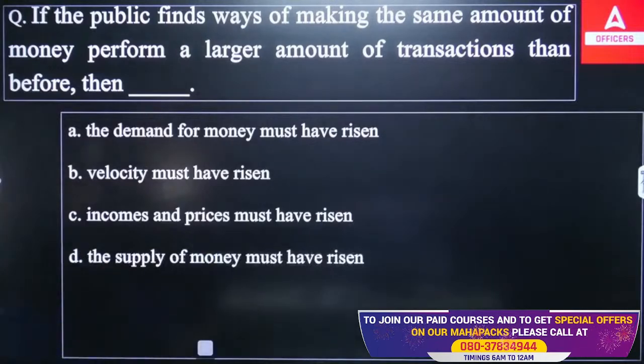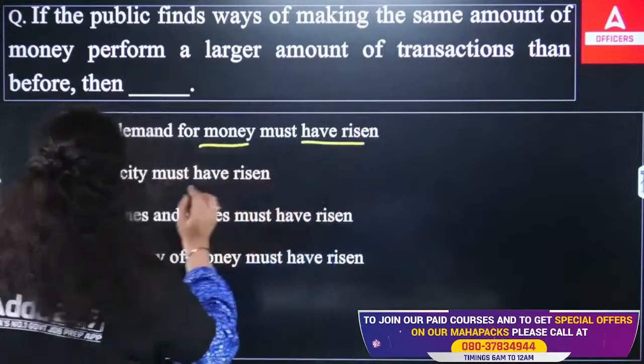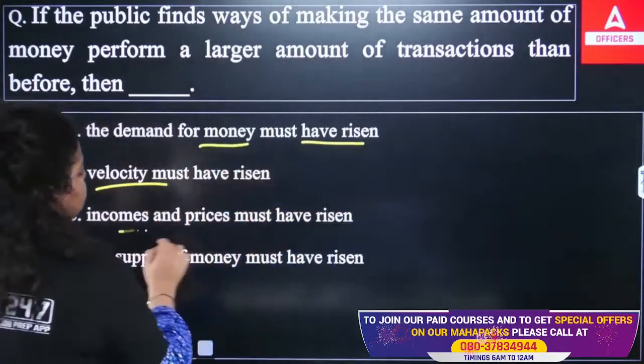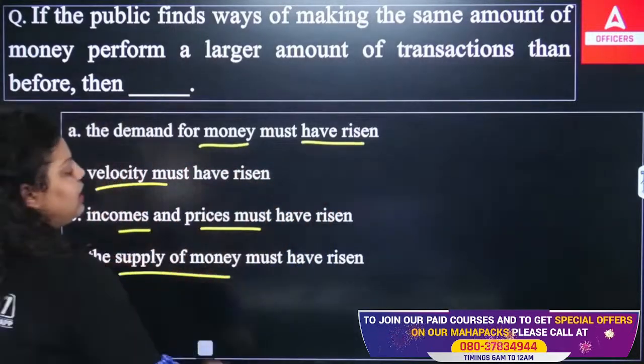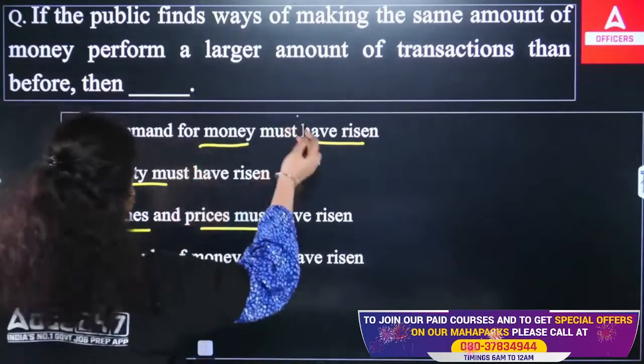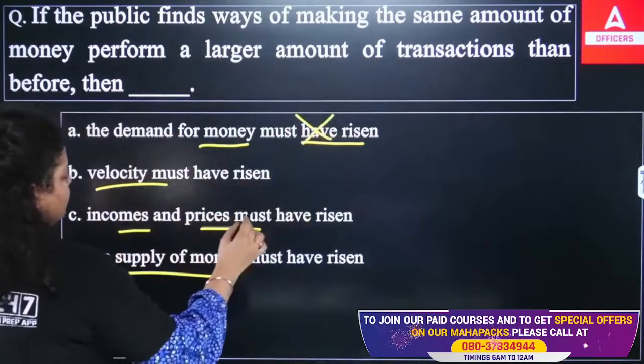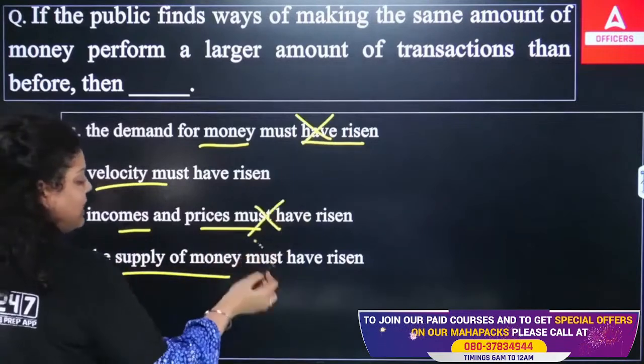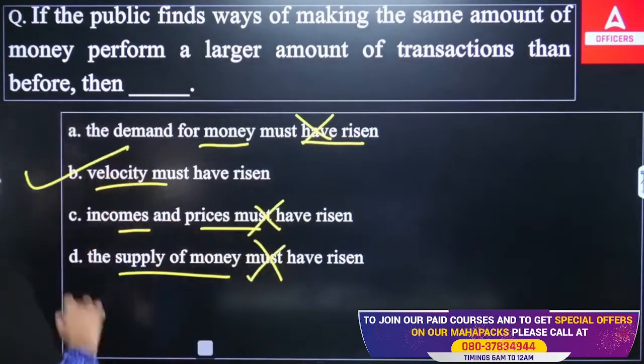Which of the following is right? The demand for money must have risen, the velocity of money has risen, incomes and prices must have risen, or the supply of money must have risen. So it's very obvious: the demand for money has not risen, incomes and prices must not have risen, and the supply of money must not have risen. The velocity of money has risen.